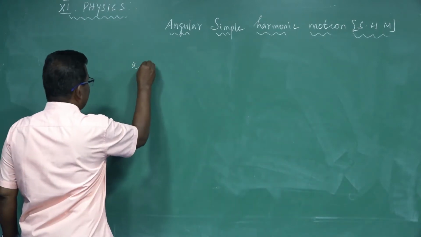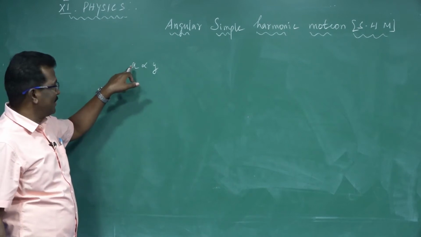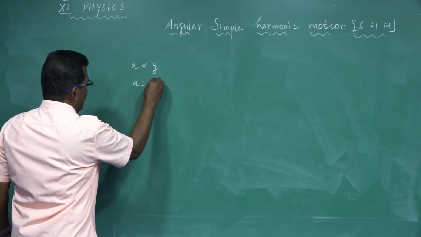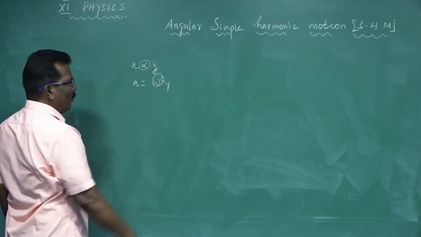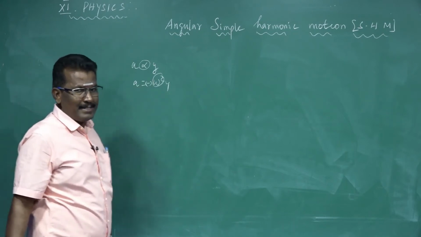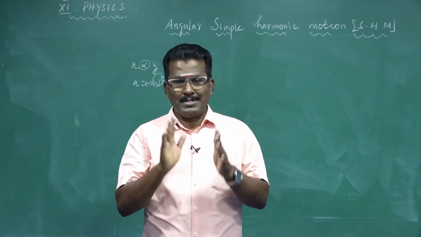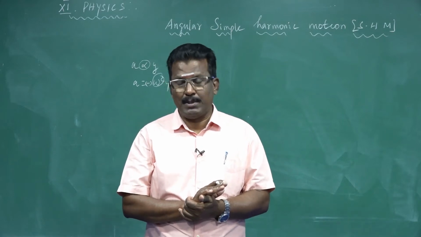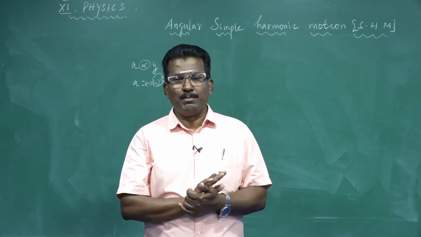So the acceleration is directly proportional to the displacement y. If a equals minus omega square y, here omega square is a constant once the proportionality is removed. The minus sign indicates that the acceleration and the displacement are always in opposite directions. So this is general: in simple harmonic motion, the acceleration is directly proportional to displacement. How is angular motion also simple harmonic motion?